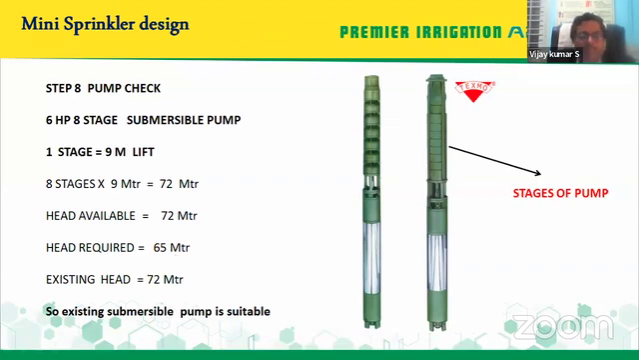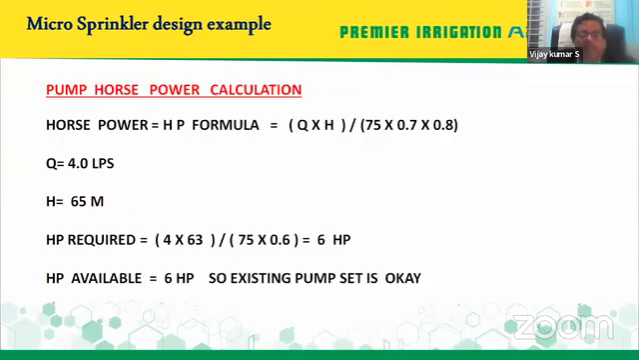Now I have to check for the HP. The horsepower formula is Q into H divided by 75 into 0.7 into 0.8. You can take an efficiency of 0.6, or even 0.56, no problem, that is 56%. The discharge in this case is 4 liters per second, and the operating head that is required is 65. So 4 multiplied by 65 divided by 75 into 0.6 will work out to about a 6 HP pump. So the existing pump in terms of horsepower is also adequate.